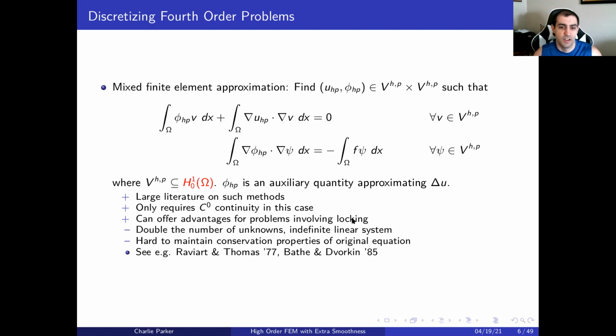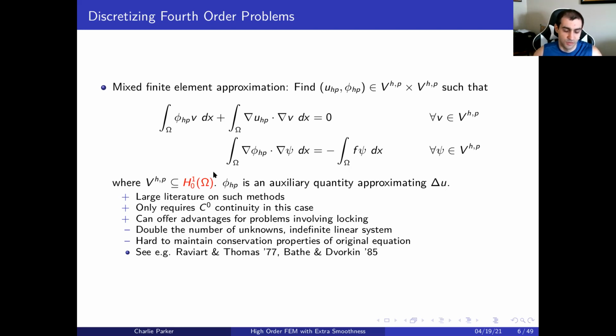Another way is to do a mixed finite element approximation. Here we introduce an auxiliary quantity phi_hp, which is like an approximation to the Laplacian. But now we end up with a system of equations. Importantly, though, the finite element space is now just a subset of H10.